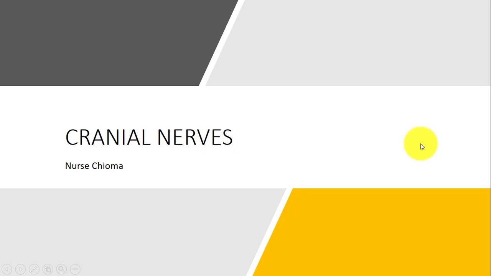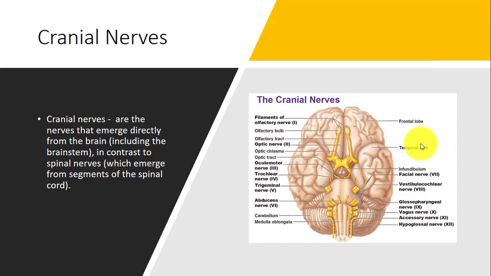Hi, so in this video, I am going to go over cranial nerves. So let's get started. Cranial nerves are the nerves that emerge directly from the brain, including the brain stem, in contrast to spinal nerves, which emerge from segments of the spinal cord.